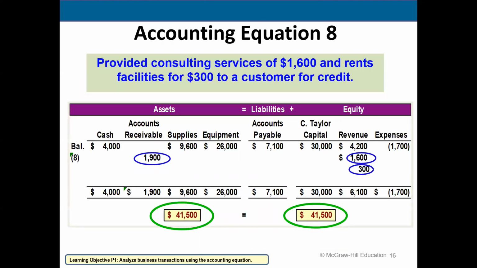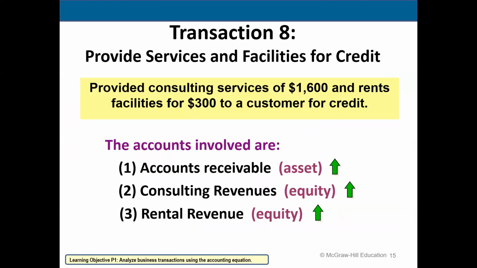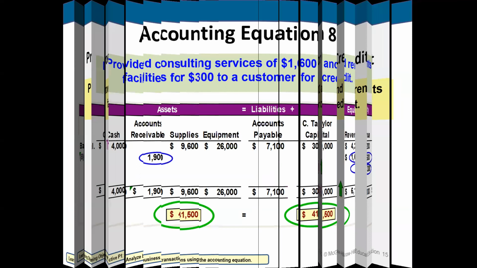So you'll see the asset accounts receivable increases, and our overall assets increase to 41,500. And then our revenue accounts increased by 1,600 and 300. And the reason they did that, let me go back up, is we usually like to record our revenues separately for different types of revenue. We'd want to keep our consulting revenue we've earned by doing consulting for someone, separate from our rental revenue we've earned by renting things to people. Again, all in balance.